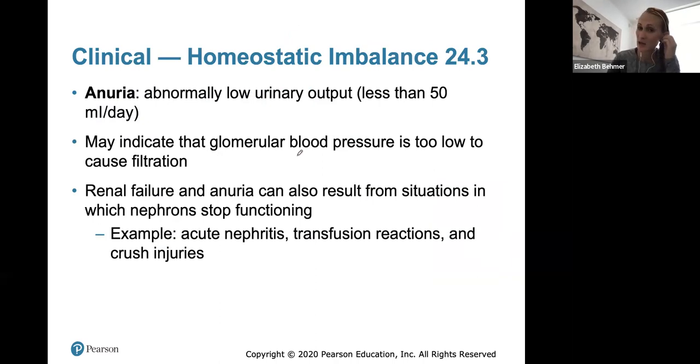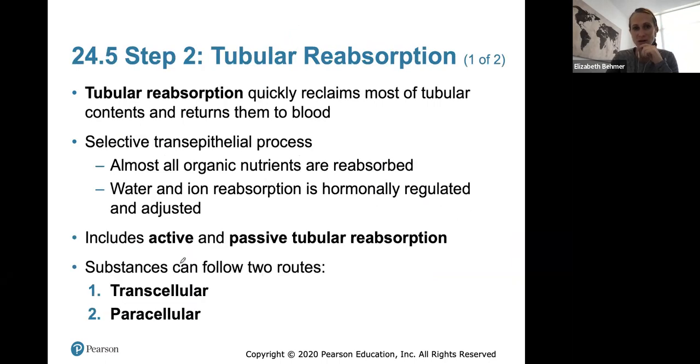It may indicate that glomerular blood pressure is too low. Renal failure can also be from situations when you have maybe inflammation of the nephrons, a transfusion reaction, or some sort of crush injury or crash injury.